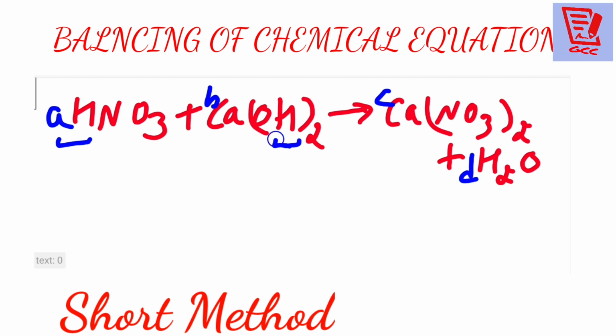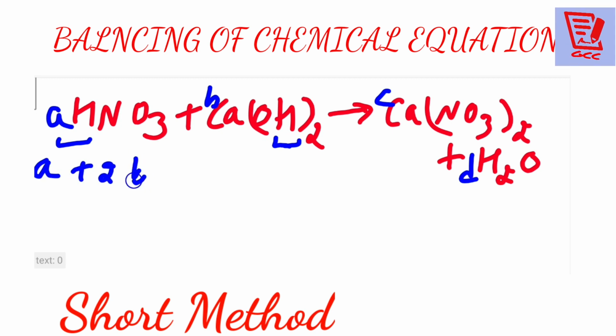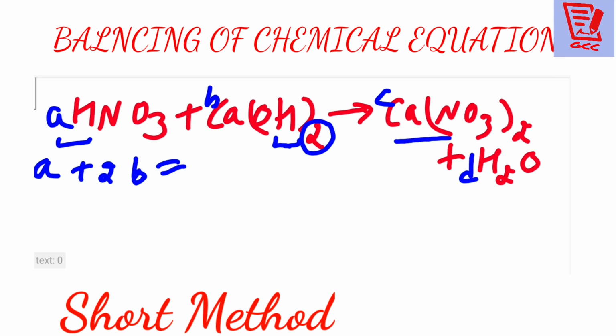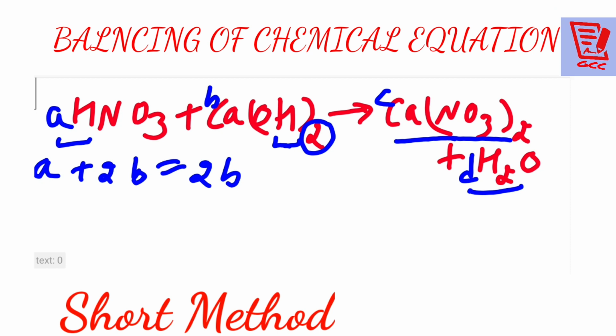So what will you write here? A on the reactant side, A plus 2B. Am I right? A plus 2B. Why 2B? Because see this 2 and hydrogen, 2B. Now you see the product side, hydrogen in Ca(NO3)2, no hydrogen is there. Yes or no? But here how many hydrogen? 2 hydrogen is equal to 2D.